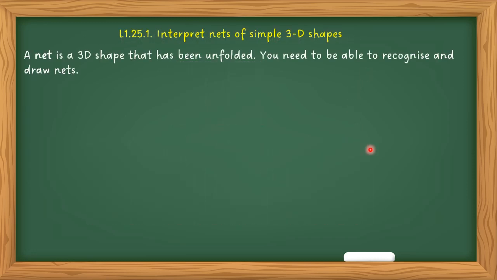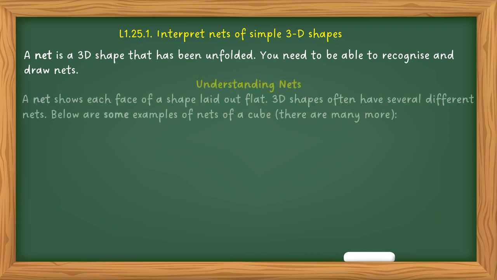Right, a net. Let's look at a net. A net is a 3D shape that has been unfolded. You need to be able to recognize and draw nets. A net shows each face of the shape laid out and flat. A 3D shape often has several different nets. Below are some examples of nets of a cube, and there are many more.